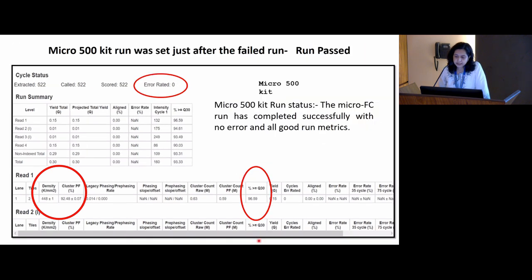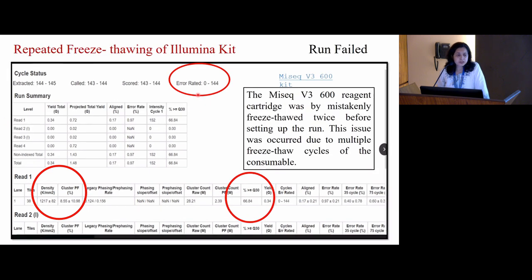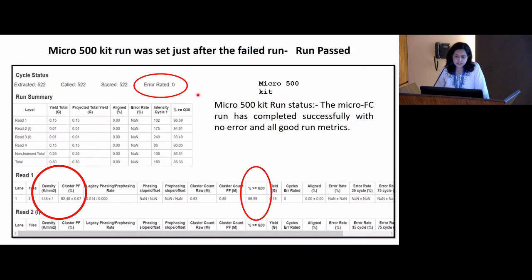But the next day we ran another library to check whether this was our error or the instrument error. The other library, which was run on the micro kit with 500, the run was proper and it was completed with no error. So then we came to know that this was the repeated freeze thaw error that takes place at that time.